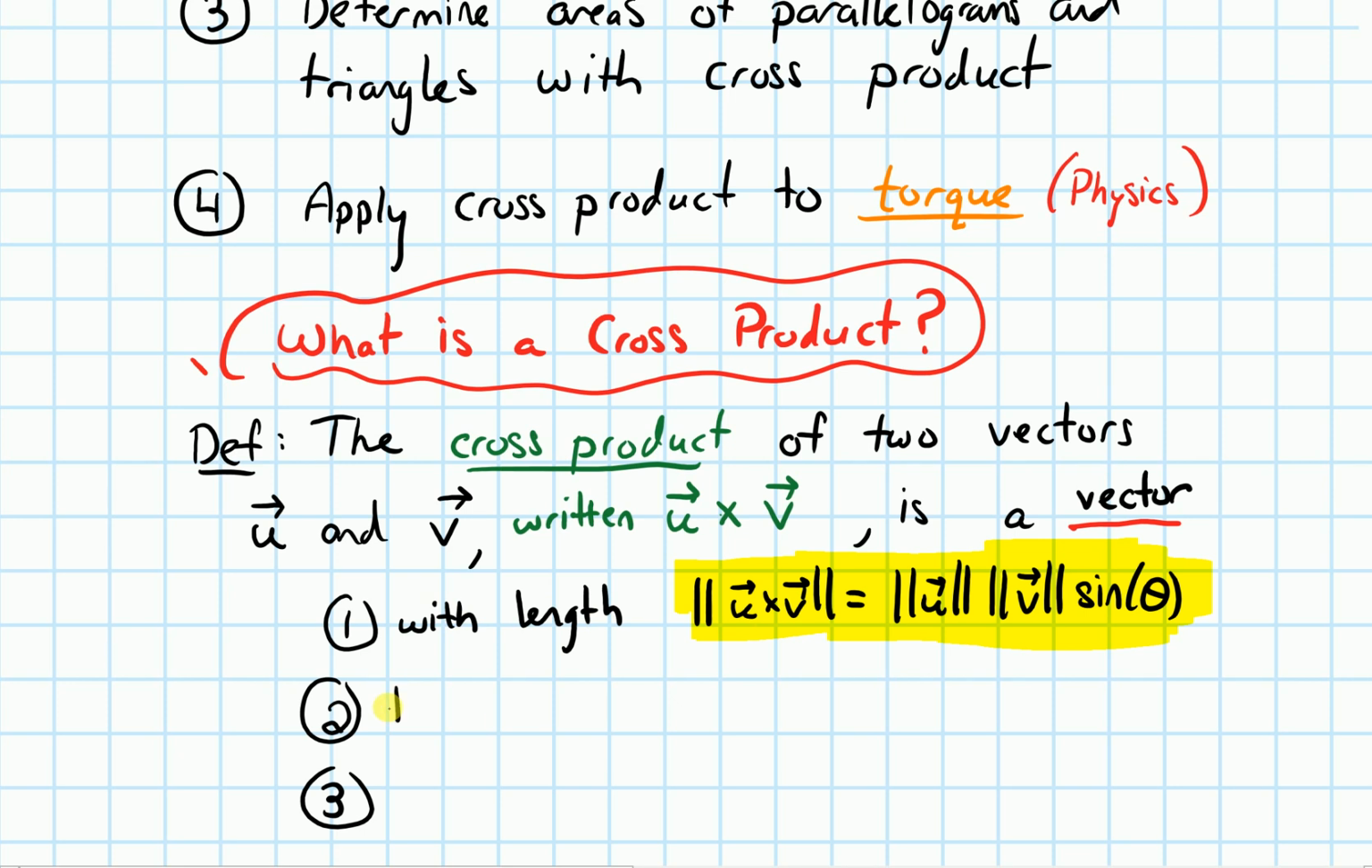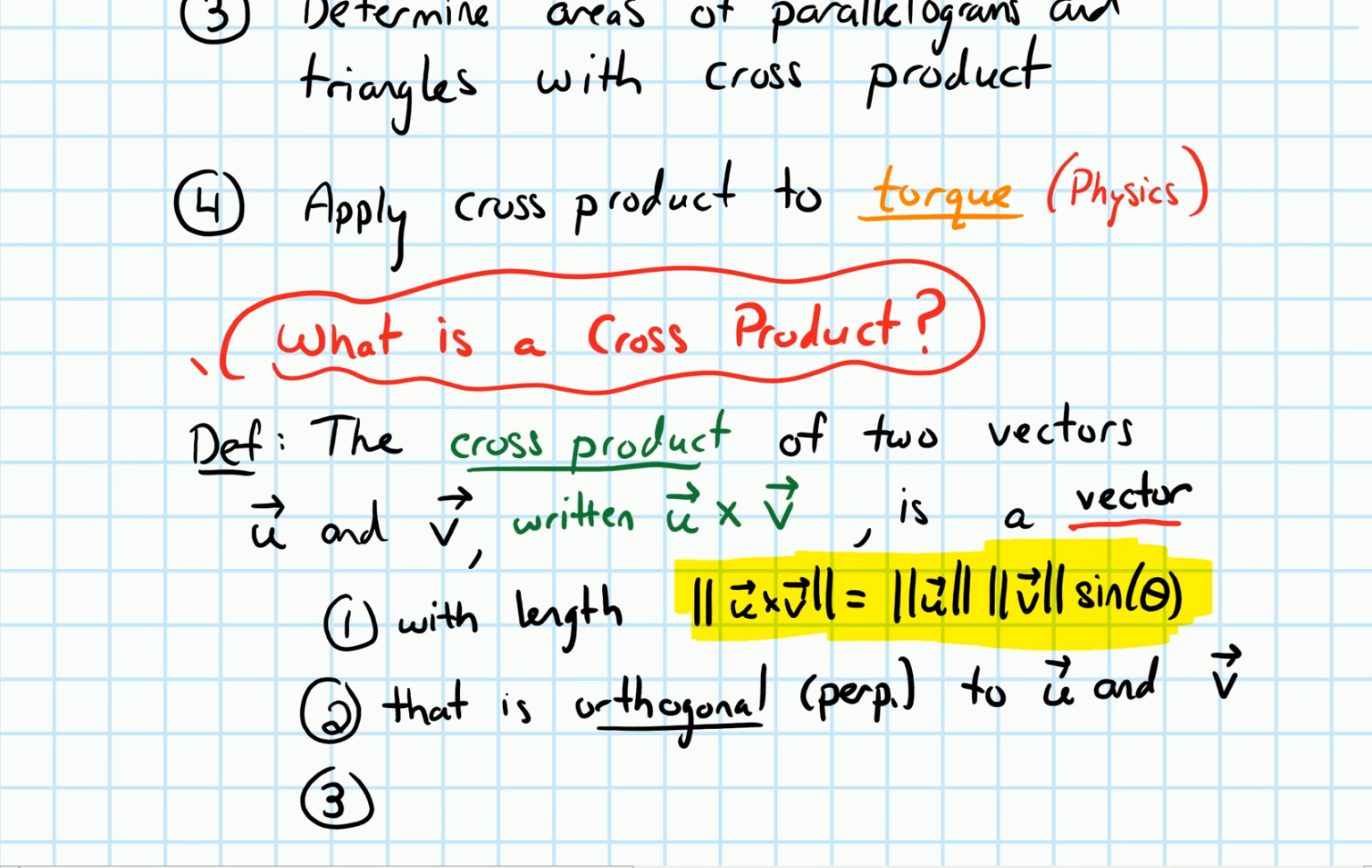So what direction is it going in? This vector is orthogonal. It is orthogonal, and orthogonal is just another word for perpendicular. It is perpendicular to both u and v. So the cross product needs to be a vector that's orthogonal to both u and to v.